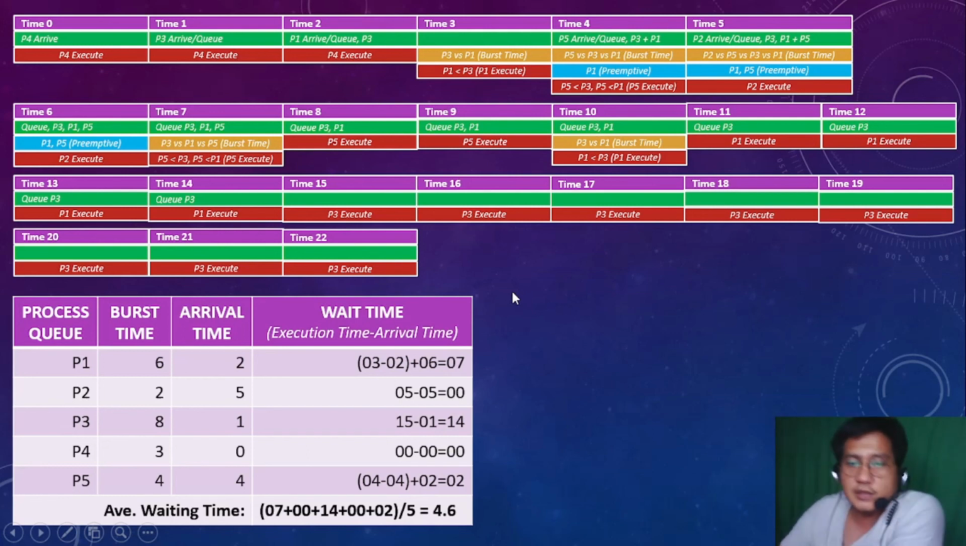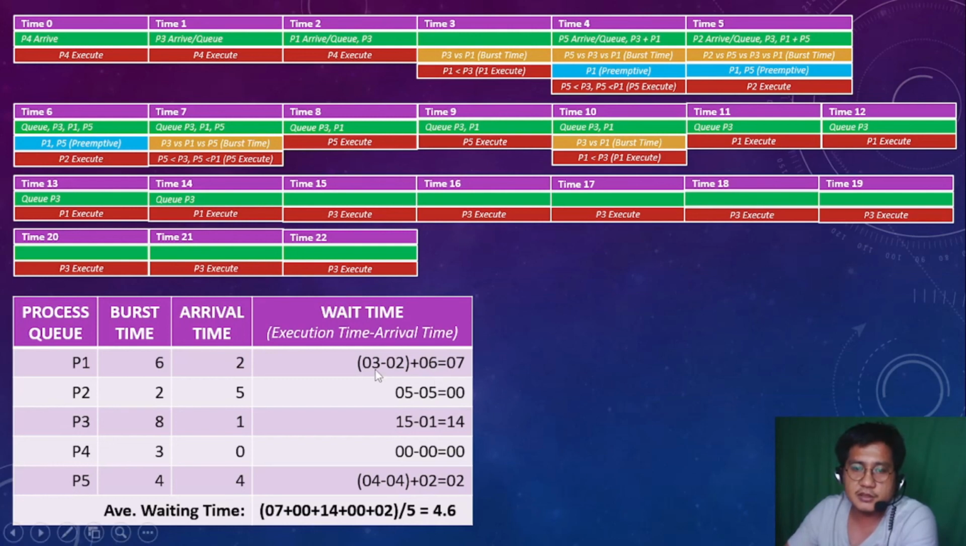Now, as you can see in the table below, the wait time, it says execution time. The formula is execution time minus arrival time. But on process 1, we have here 3 plus 2 plus 6.